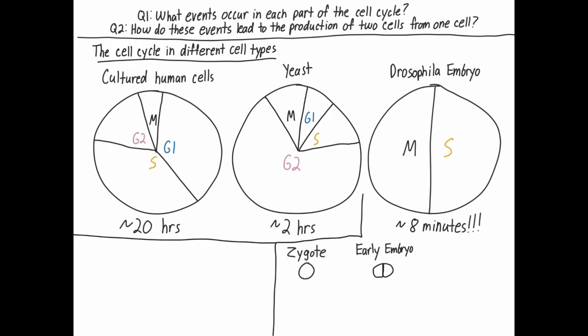Early embryos are just zygotes that have begun to divide. These Drosophila cells basically skip G1 and G2 and divide without increasing the size of their cells, so the cells do get smaller after each division, at least for the first several divisions.